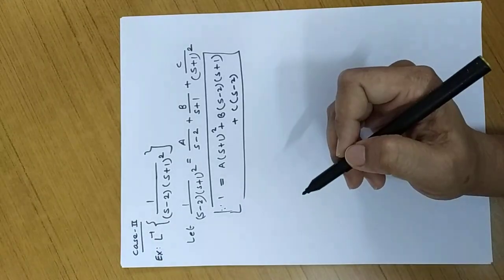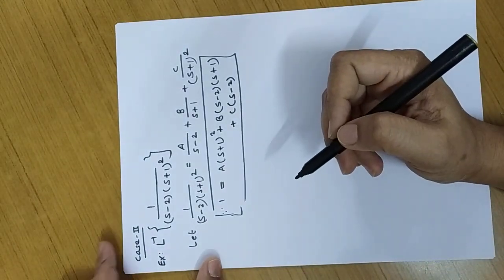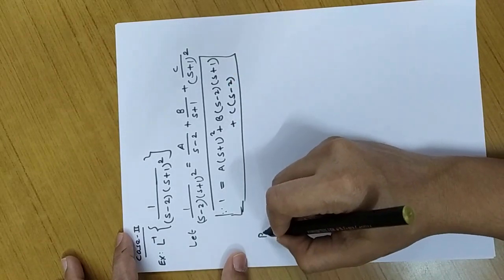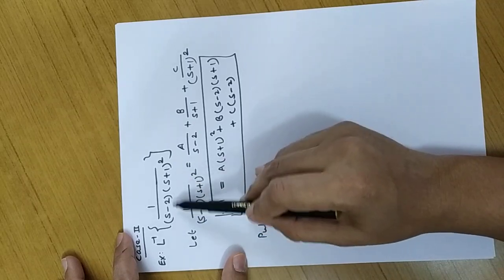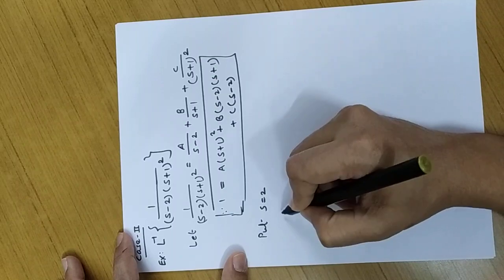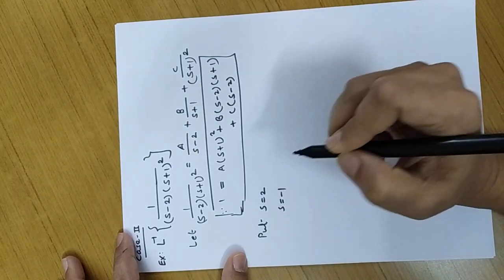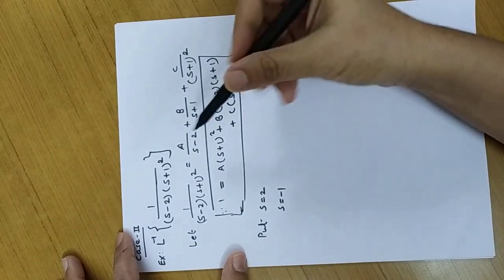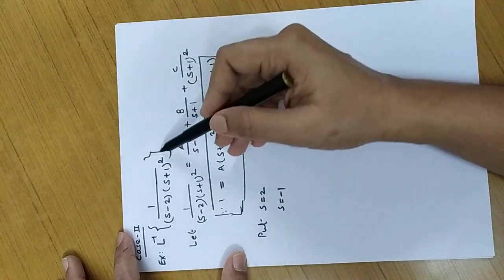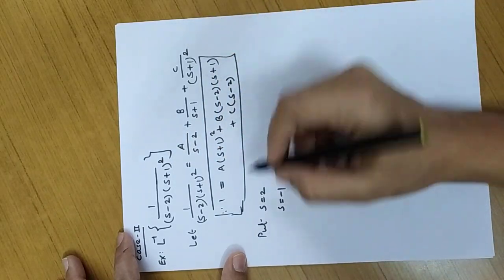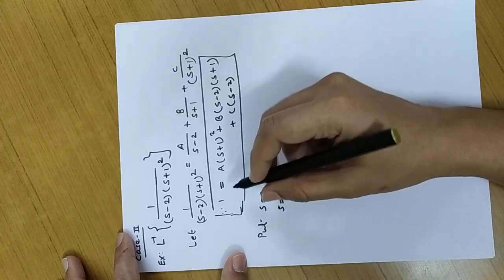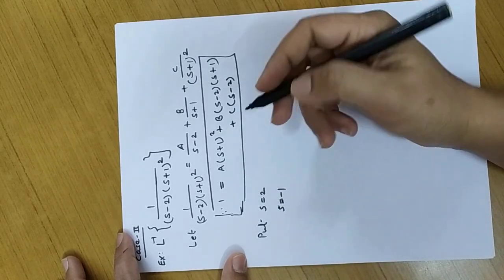Now, as in the previous case, we will take a few values of S to get the values of A, B and C. So how to guess? Here we have two factors, S minus 2 and S plus 1. So simply write down S is equal to 2 and take S is equal to minus 1. But here you can see we have 3 unknowns and only 2 different linear factors because these are repeated linear factors. So we will make some assumption for that.